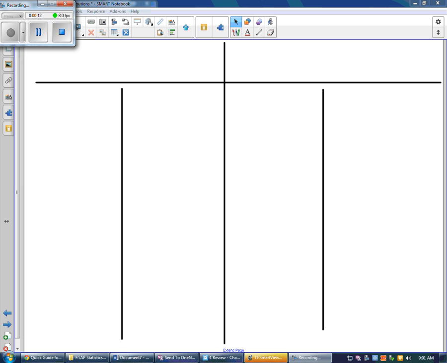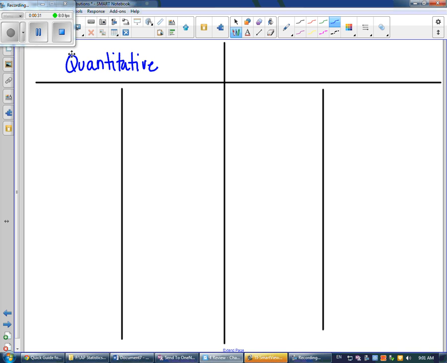The first thing I want to do is recap the different settings that we're going to have on the test. This really pulls everything together that we've done all year. If you remember, there are essentially two types of variables. We have quantitative variables, and we have categorical.